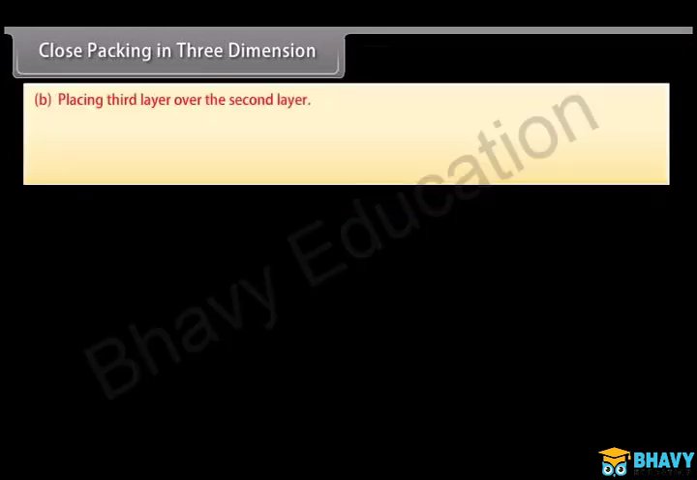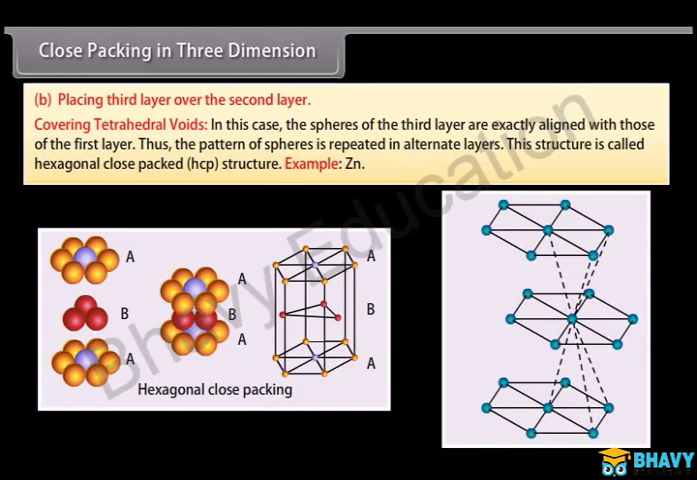Placing third layer over the second layer. 1. Covering tetrahedral voids. In this case, the spheres of the third layer are exactly aligned with those of the first layer. Thus, the pattern of spheres is repeated in alternate layers. This structure is called a hexagonal close-packed HCP structure.